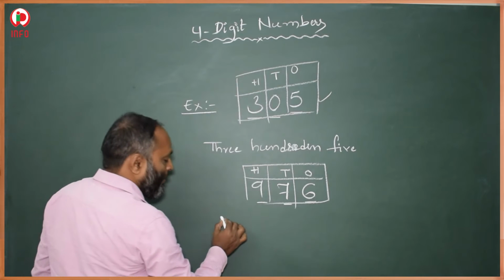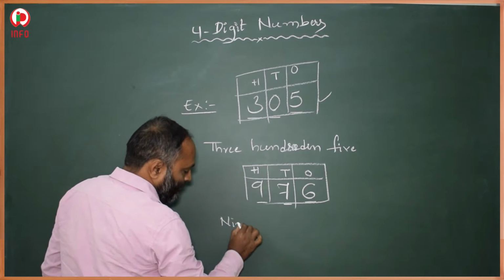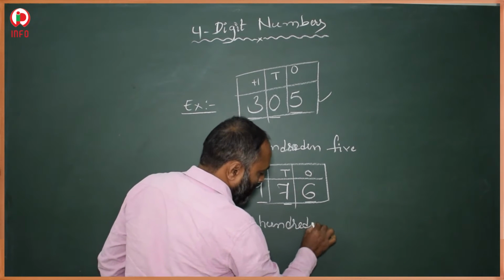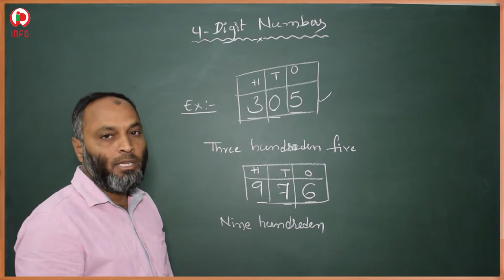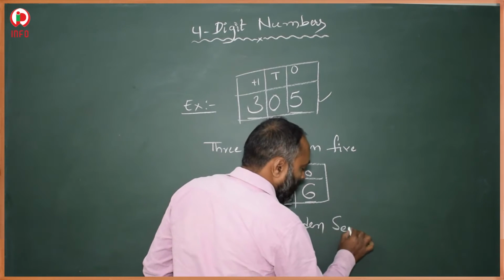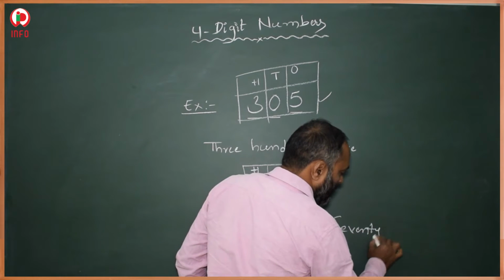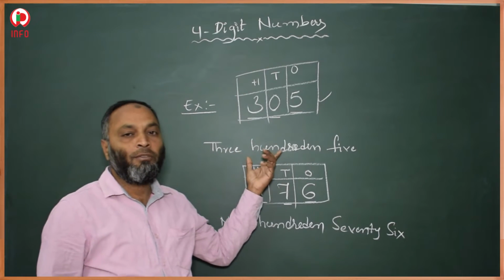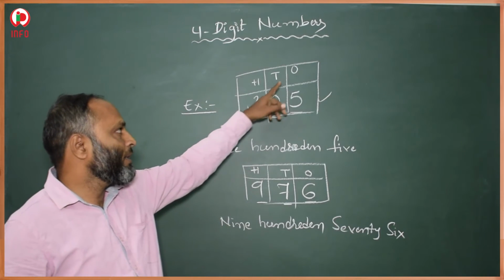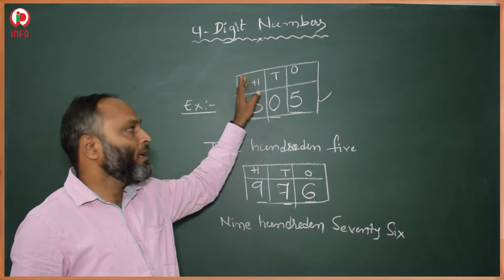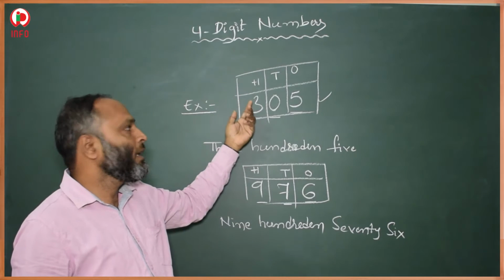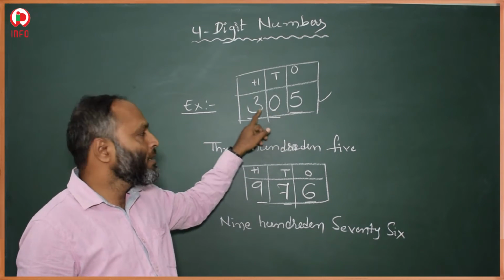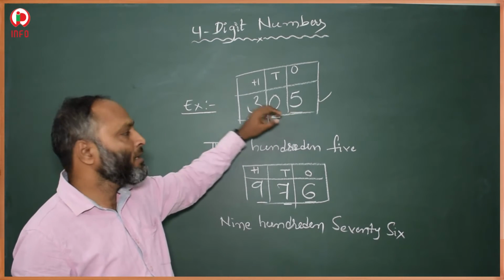Then how to write 976? When the numerals are given, we have to write the words in this form. First, we write the ones, tens, hundreds. Then after that we read. For 305, there is no tens, so we go to the ones place.